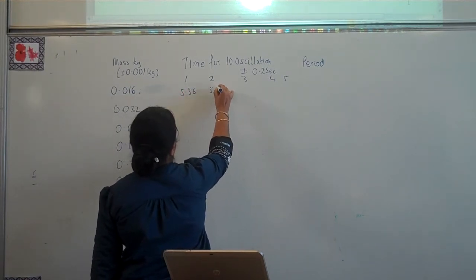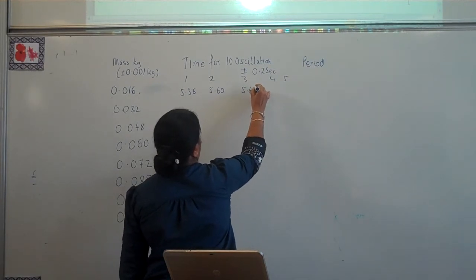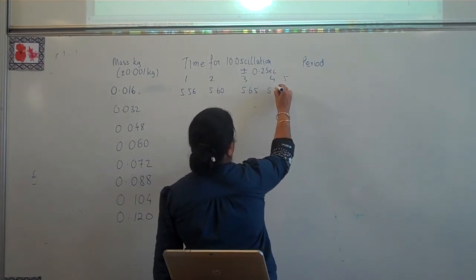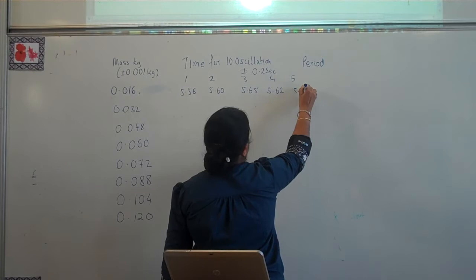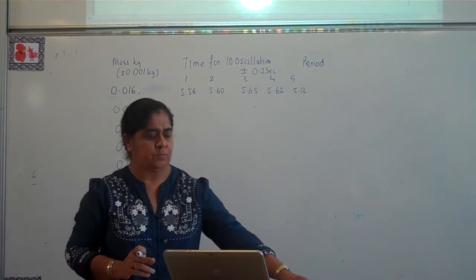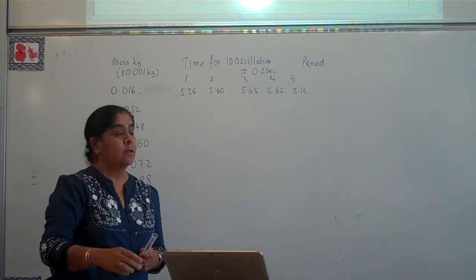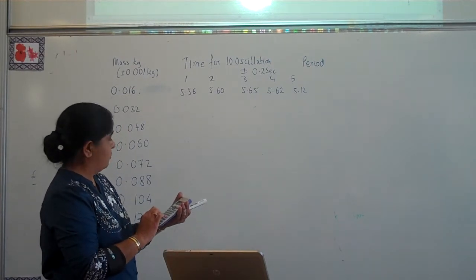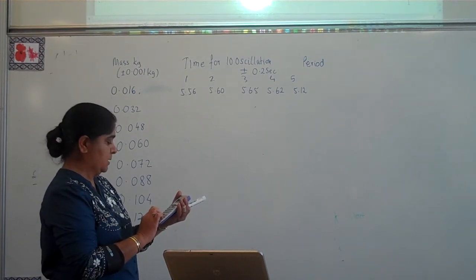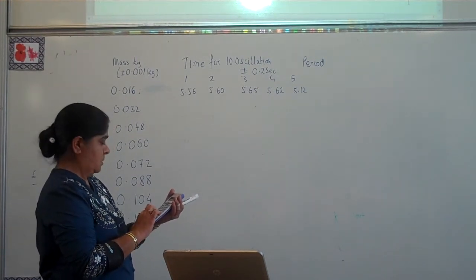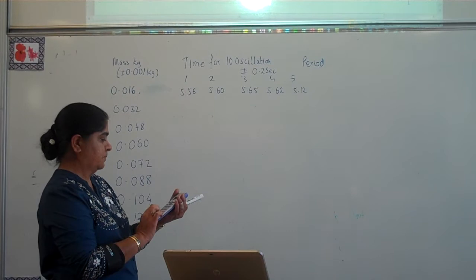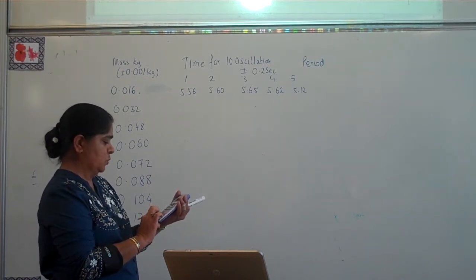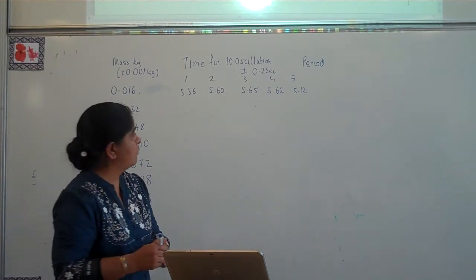and that's 5.56, 5.6, 5.65, let's assume this one is 5.62, and then the fifth one is 5.12. Okay, average. You all know how to work out the average, isn't it? But I'm still going to do it. Average for that one is 5.56 plus 5.6 plus 5.65 plus 5.62 plus 5.12, divided by 5, which is 5.51.